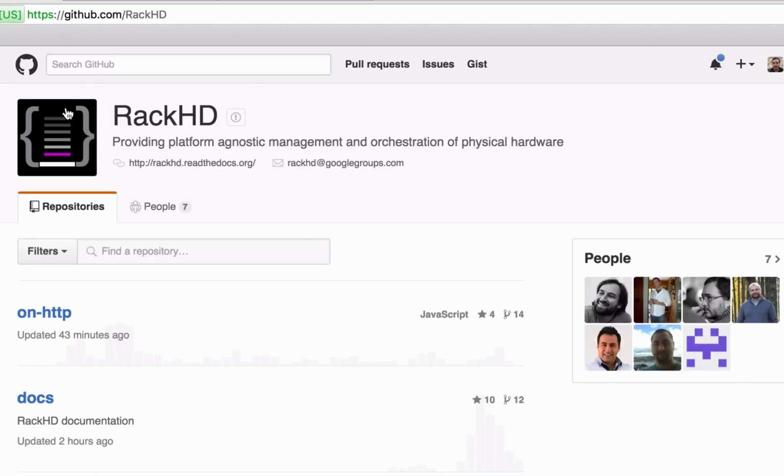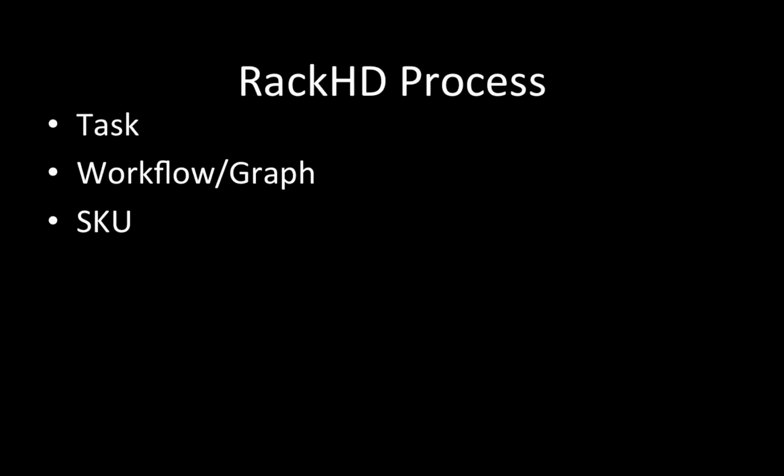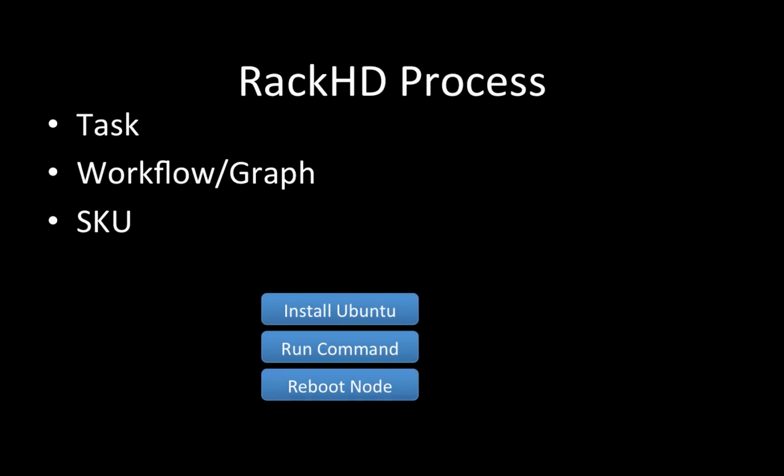But before diving into it, it's best to have a baseline of what is happening and perhaps some vernacular. From an administrative standpoint, there are tasks. Tasks are individual actions that can be performed, such as rebooting a node, installing an operating system, collecting SNMP data, etc. We can take a series of tasks and combine them together to create a workflow, or sometimes commonly referred to as a graph.